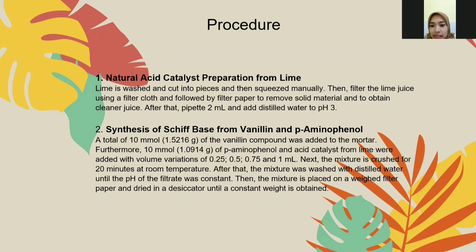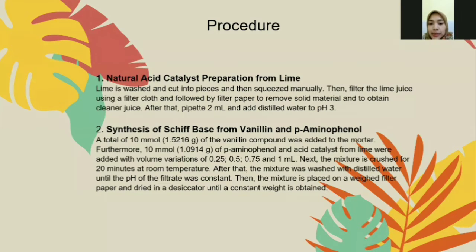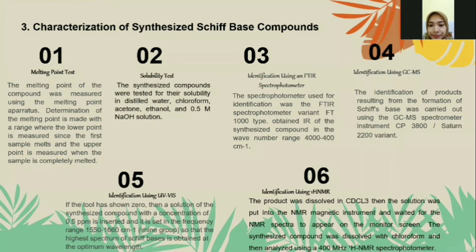First, natural acid catalyst preparation from lime. Lime is washed and cut into pieces and then squeezed manually. Then filter the lime juice using a filter cloth followed by filter paper. After that, pipette 2 ml and add distilled water to pH 3. Then number 2, synthesis of Schiff base from vanillin and p-aminophenol. A total of 10 millimole of the vanillin compound was added to the mortar, and then 10 millimole of p-aminophenol, until the pH of the filtrate was constant.